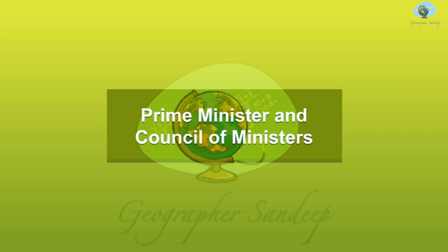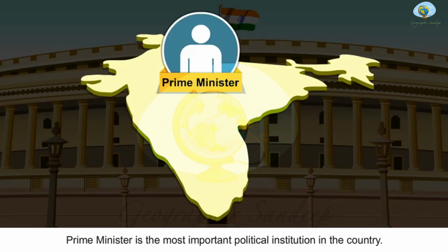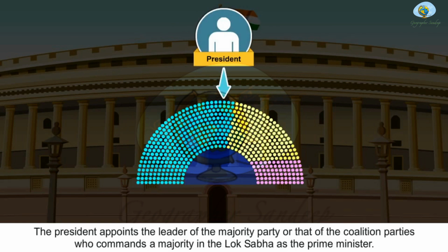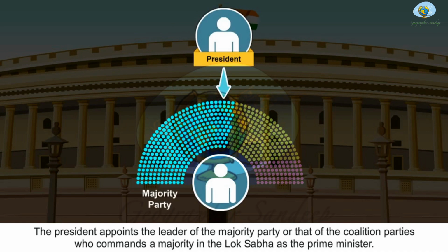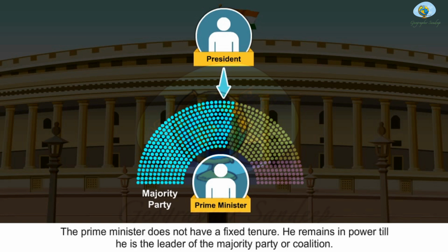Prime Minister and Council of Ministers. Prime Minister is the most important political institution in the country. The President appoints the leader of the majority party or that of the coalition parties who commands a majority in the Lok Sabha as the Prime Minister. The Prime Minister does not have a fixed tenure. He remains in power till he is the leader of the majority party or coalition.